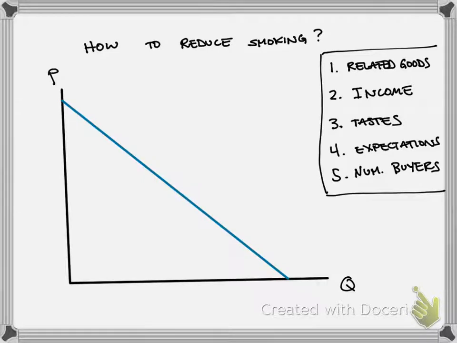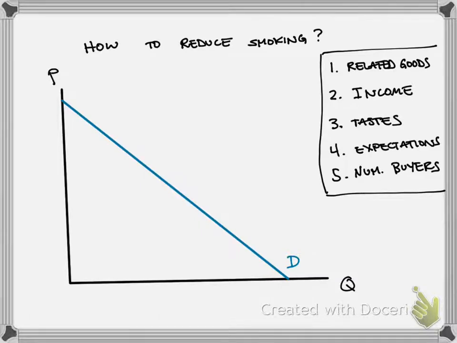All right, let's suppose that we want to reduce the number of individuals who smoke, or reduce smoking. So we could affect the demand curve and do things that are going to affect this demand curve. There are 5 things we can do that cause the demand curve to shift: the price of related goods, income, taste and preferences, expectations, and the number of buyers.